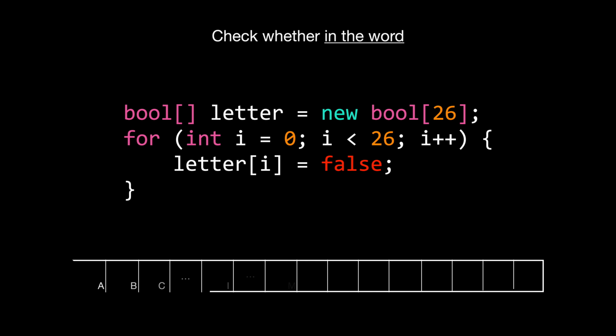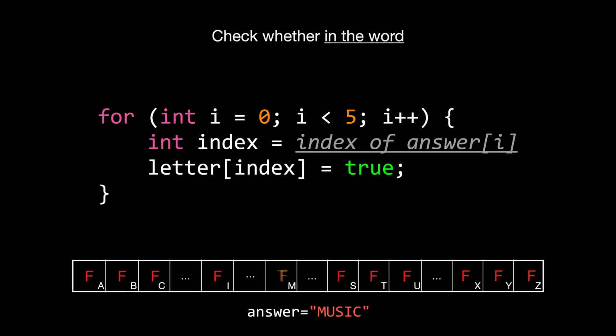Next, to check if a letter in the guess is in the answer word, we need to track which letters appear in the answer. We can create an array of 26 Boolean elements, initially false, to mark each letter's presence. For each letter in the answer, we mark its corresponding index as true. However, array indices are integers, so we need a number-character mapping.